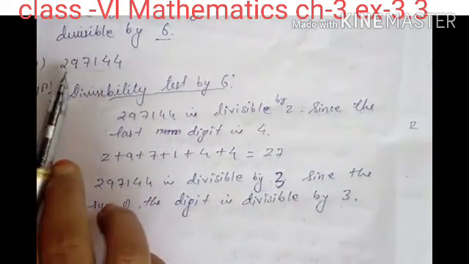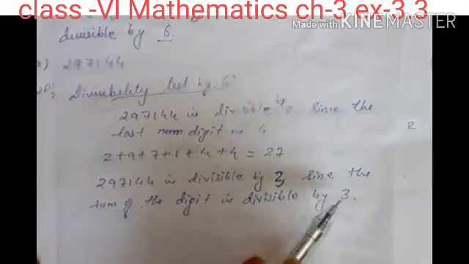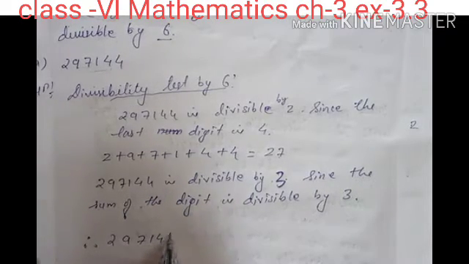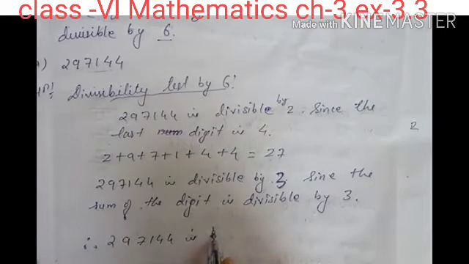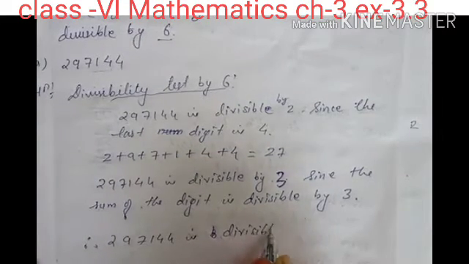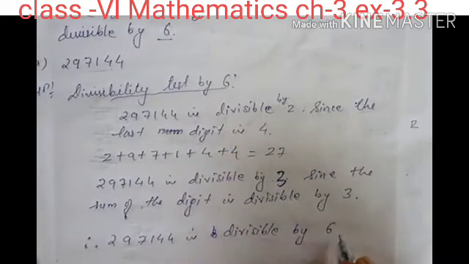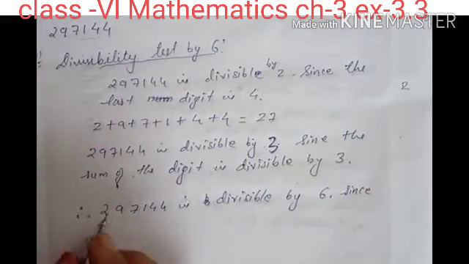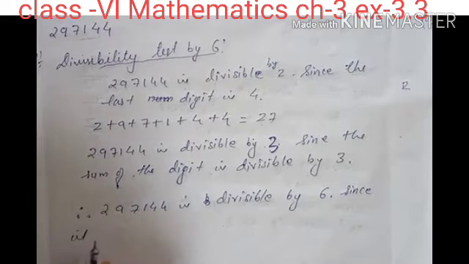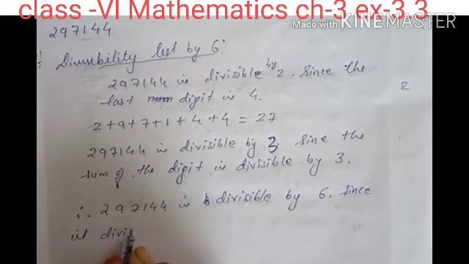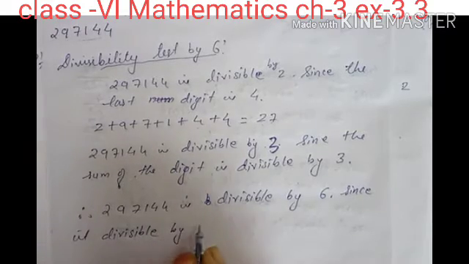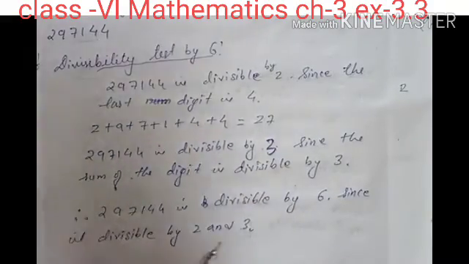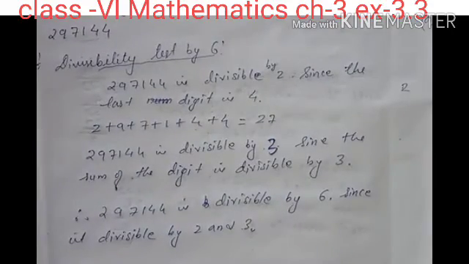Now this given number is divisible by 2 and also divisible by 3. So you can say, therefore, 297,144 is divisible by 6, since it is divisible by 2 and 3. Since this number is divisible by 2 and 3, you can say this is divisible by 6. Again, I will solve one more question.